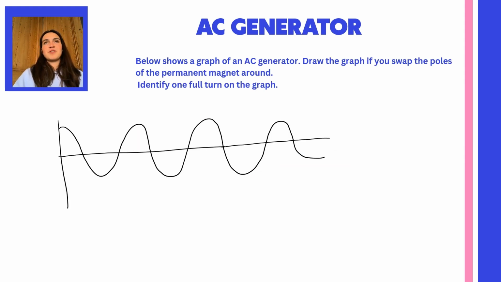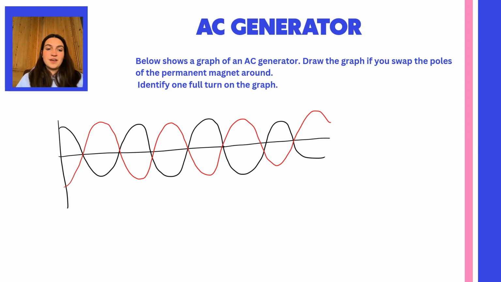Okay, and below shows a graph of an AC generator. Draw the graph if you swap the poles of the permanent magnet around. Identify one full turn on the graph. Okay, fine. So I've got this here, but if I were to swap the poles of the magnet around and do the same thing again, I would get the opposite direction. I would get my current or potential difference in the opposite direction. Okay, identify one full turn. Well, it's one complete wave, so from crest to crest, that is one full turn of my coil.